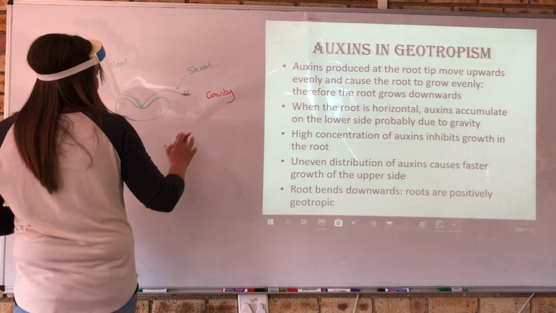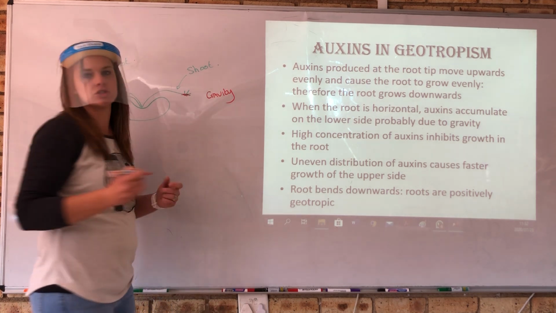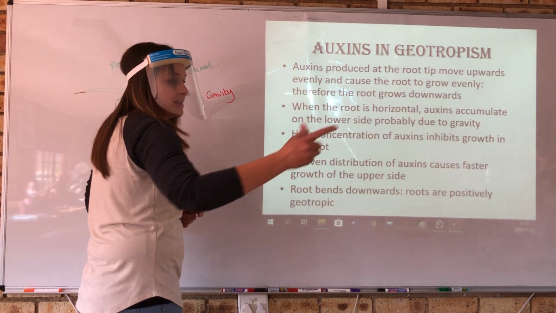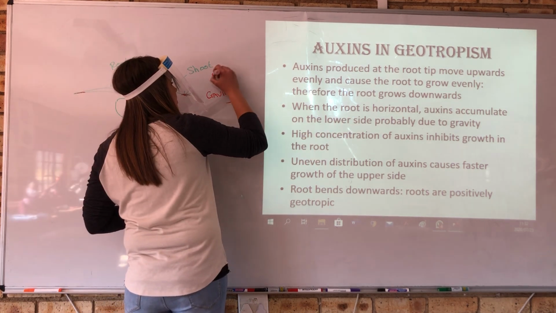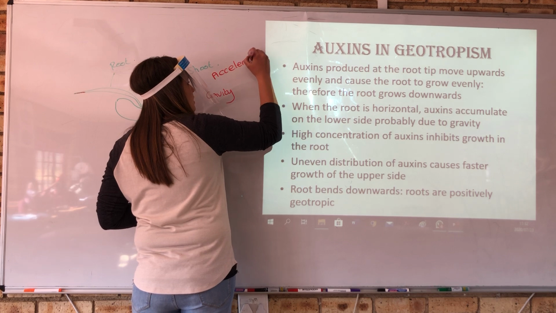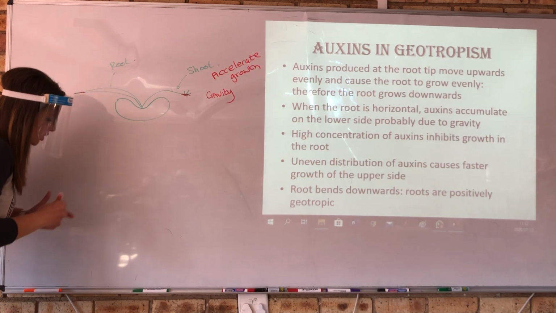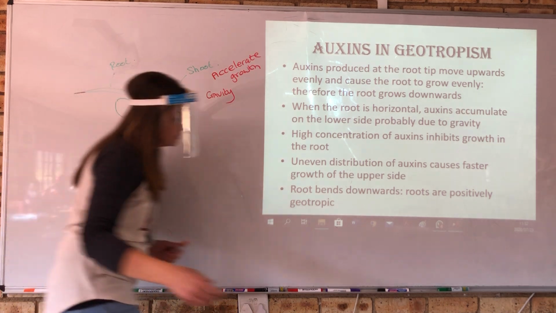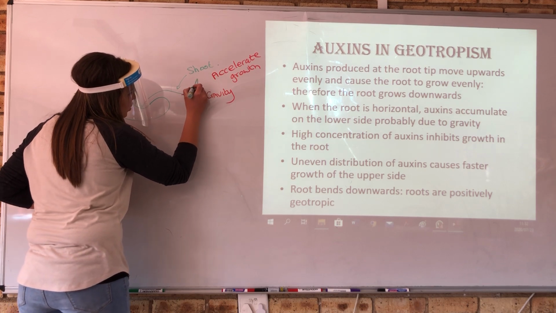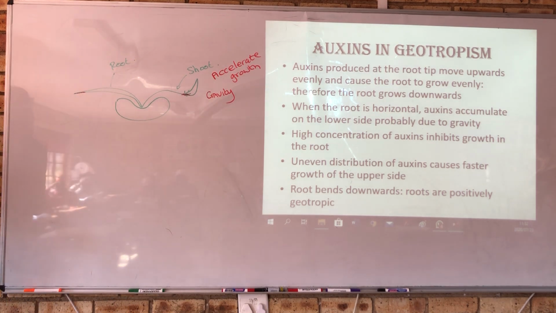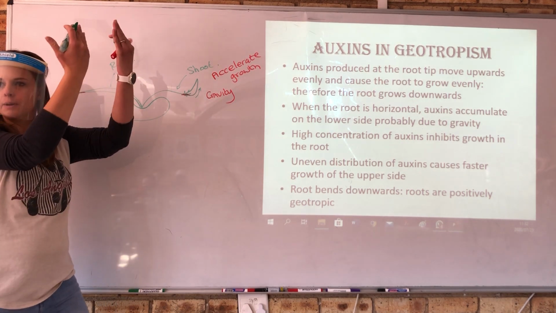Okay. Now, in a shoot, in the stem, what does a high concentration of auxins do? In a stem, it will accelerate growth. Accelerate growth in a stem. And so what happens is this high concentration of auxins on this side, let me get the pen that's working, this one, will increase growth and cause it to start to grow upwards. So this side will accelerate growth, causing it to grow up.